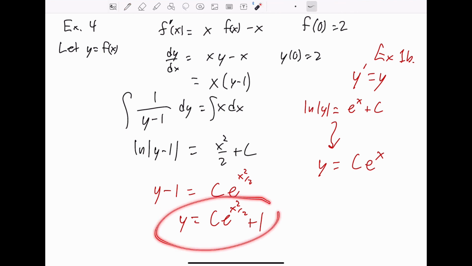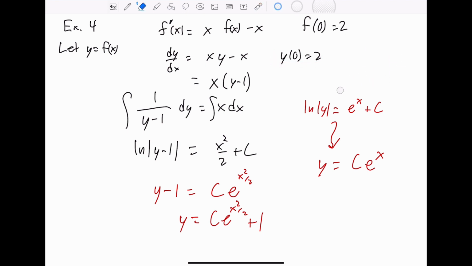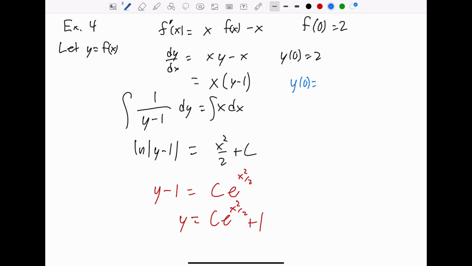Actually, this isn't quite our final solution because we want to find the particular solution satisfying this initial condition. So let's go ahead and use that initial condition to solve for the value of c. We are told that y of 0 equals 2. That means when we plug in 0 for x, we get 2 for y. So y of 0, that would be c times e to the 0 squared over 2, plus 1. This all equals the y value of 2.